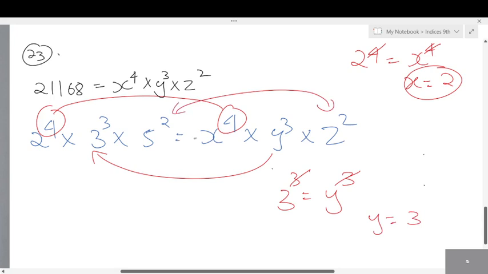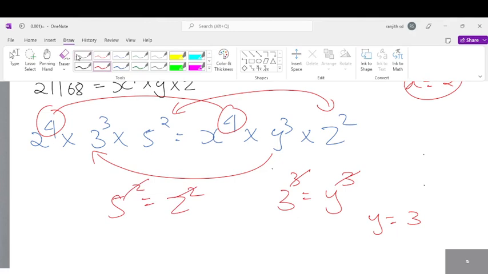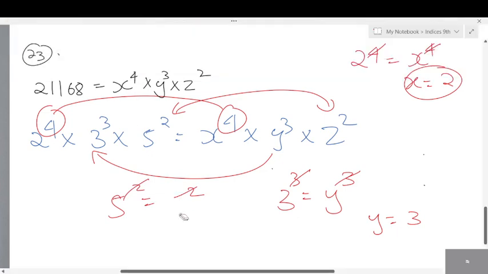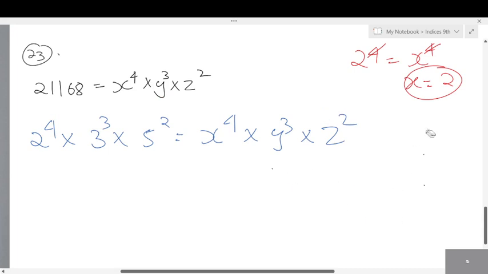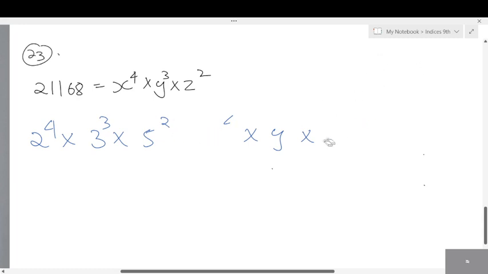Just compare which one has same power, students. 5 square is equal to z square. What is the value of z? What's the value of z? 5. This is how we need to solve. This left hand side, I've just given some example value. These are not the exact value. Left hand side, I'll tell you how to get the exact value. I just gave an example.